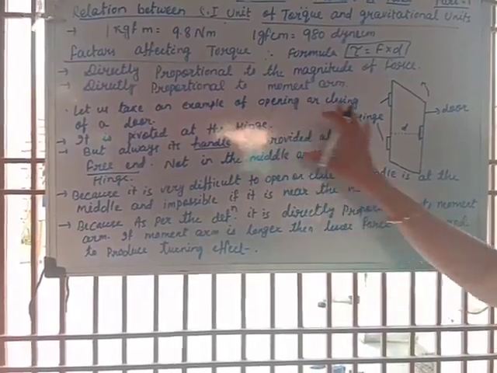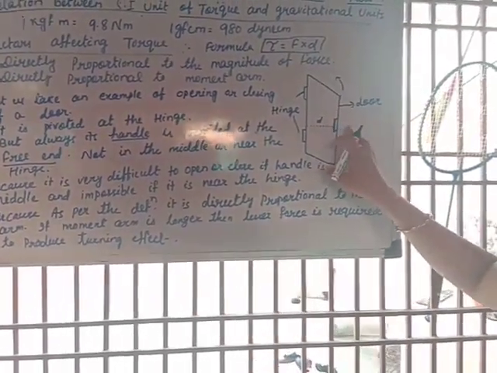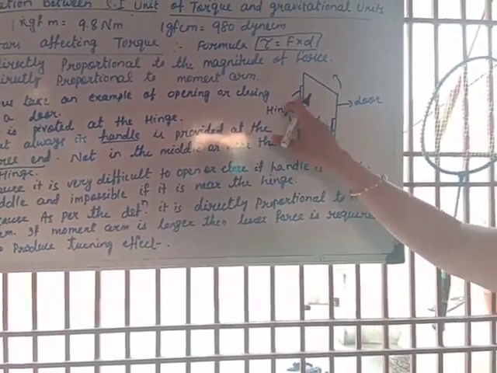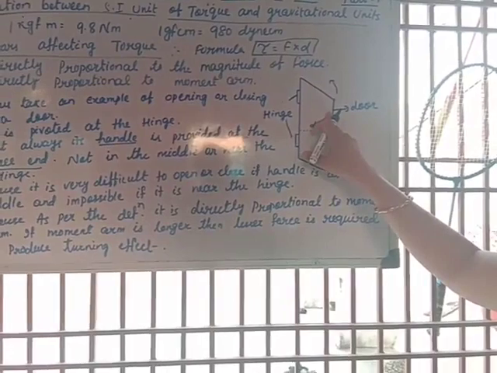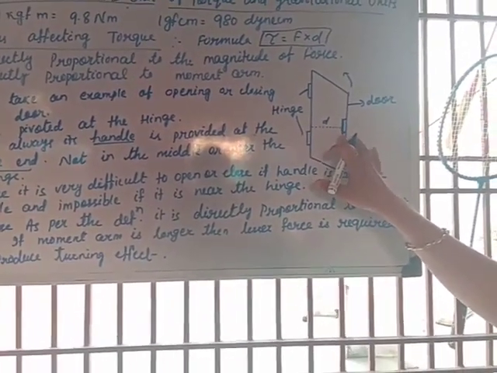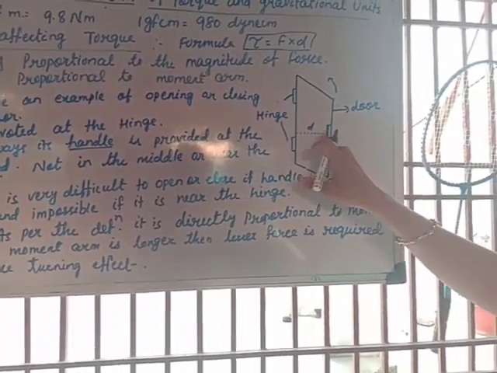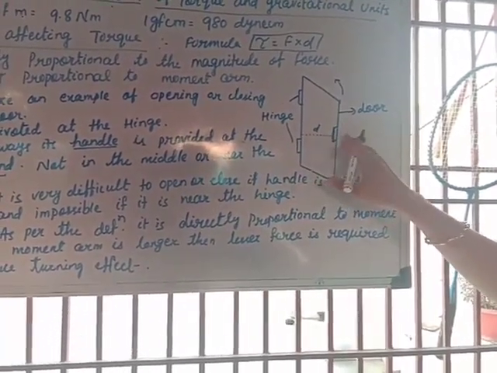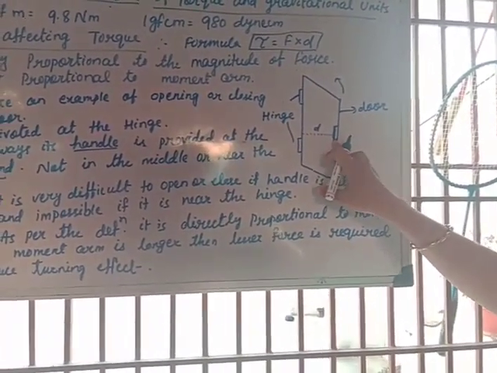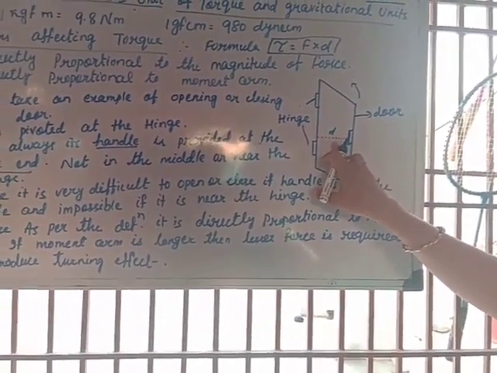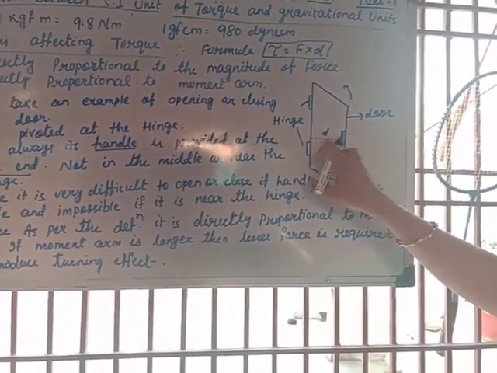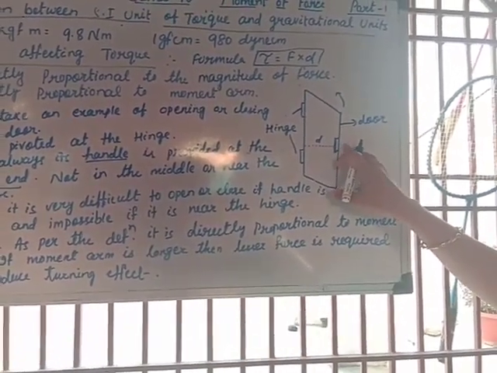Now to understand this, let us take an example of opening and closing of a door. Suppose this is the door, here is the hinge, and it is pivoted here to open and close. Now you see this is the handle of the door, and you have always seen that the handle is not near the hinge or in the middle. Always it is at the free end of the door. Why is this so? Because if we put the handle in the middle, it is very difficult to open or close, and if we put it near the hinge, it is impossible to turn the door. That's why it is always at the free end of the door.